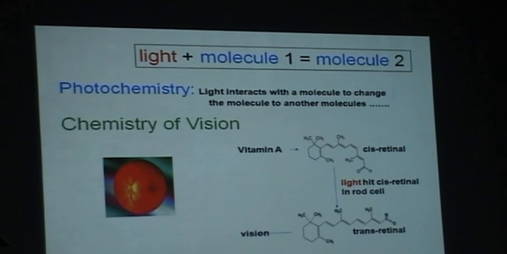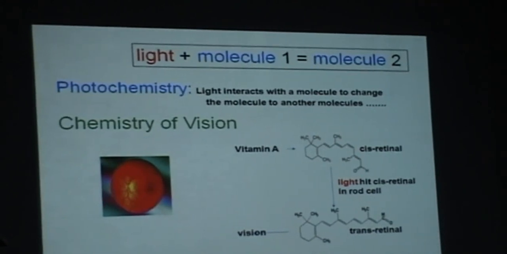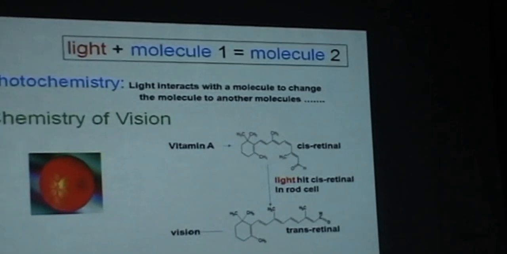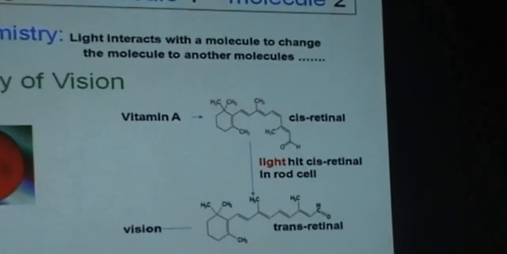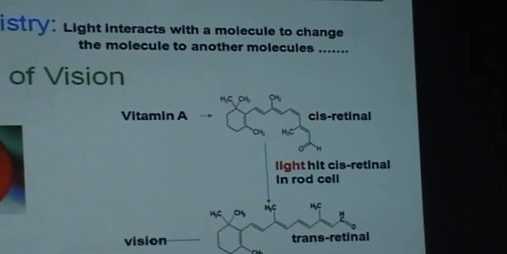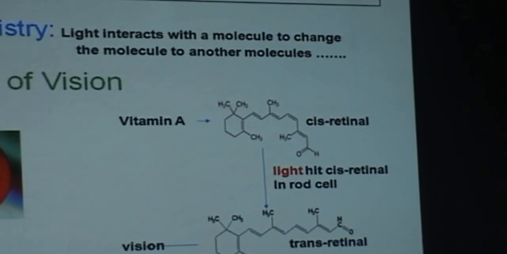Vitamin A, which is actually a retinol, is converted to cis-retinal. When light hits the cis-retinal, this is converted to trans-retinal, and this photochemical process is responsible for our vision.